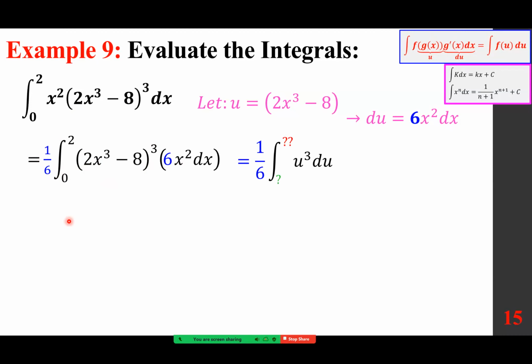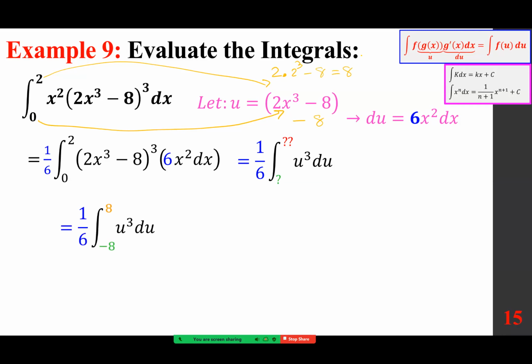Again, I'm not going to write the limits because we are going to calculate the limits. Plug in 0. It gives you minus 8. Plug in 2 gives you 2 times 2 cubed, which is 8. That's 16 minus 8, which is 8. So the lower limit is negative 8. The upper limit is positive 8.